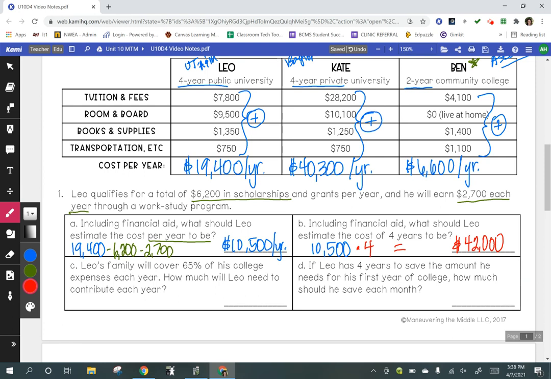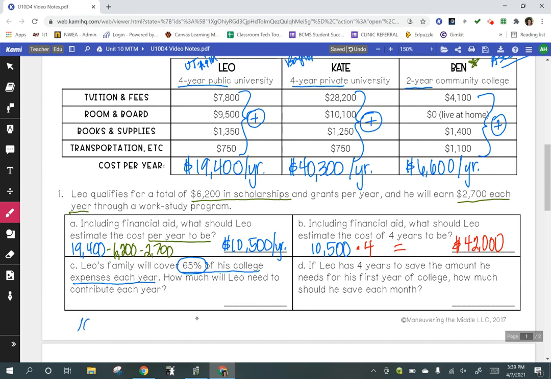Okay. Now Leo's parents are coming in, and Leo's parents say, hey, we'll cover 65% of the college expenses each year. So now he's not going to have to pay that $42,000. His parents have been really generous, and they're going to pay 65% of that. So how much will Leo need to contribute? So you can do this one or two ways. You can figure out 65% of the $10,500, but I like to do it a different way.